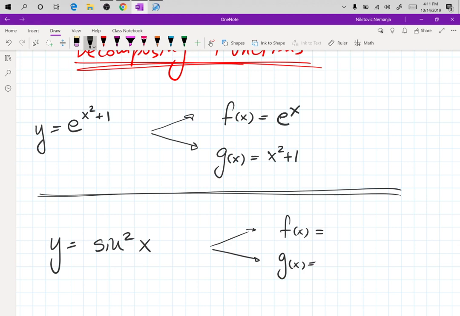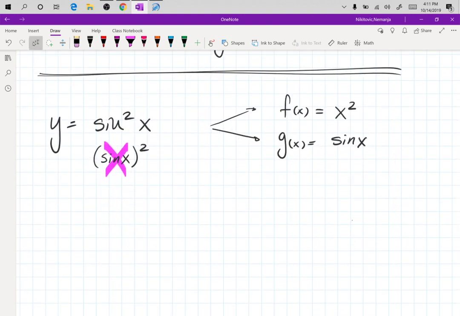See, the square is on sine, which means that this can be rewritten as this. So this tells us that the main equation is x squared, and the inner one is sine x. So sine x is plugged into the square.